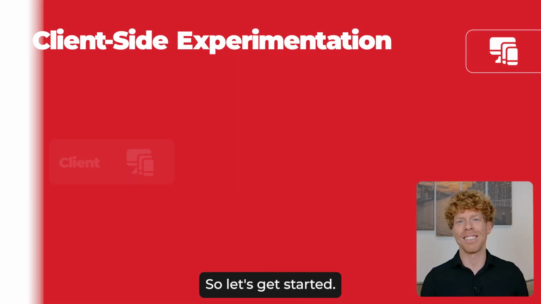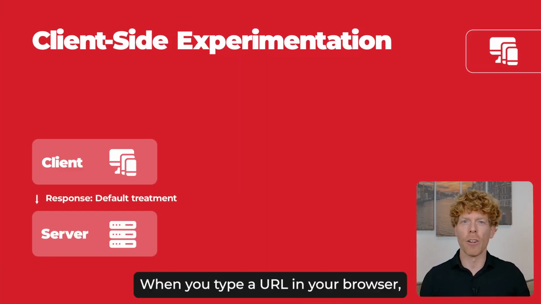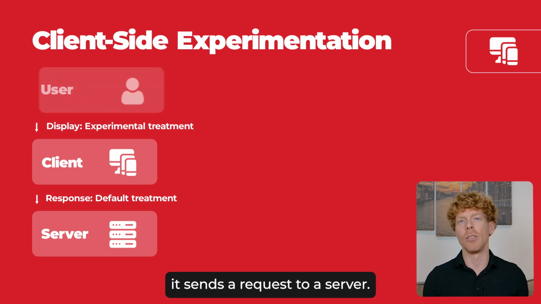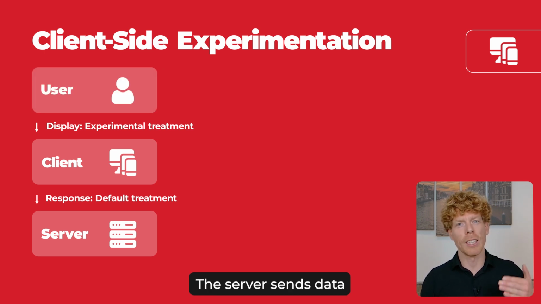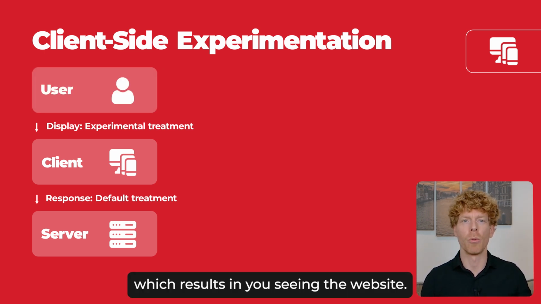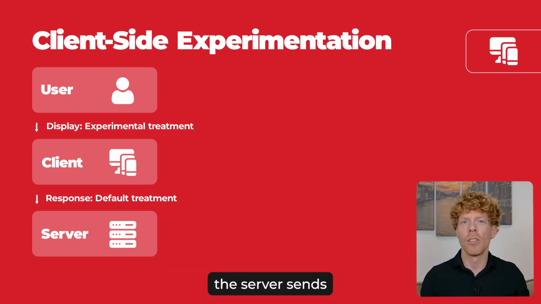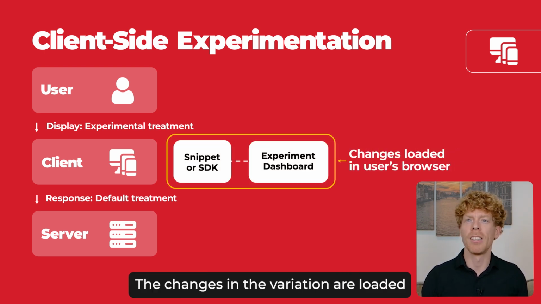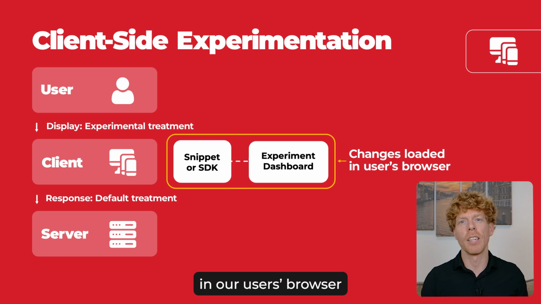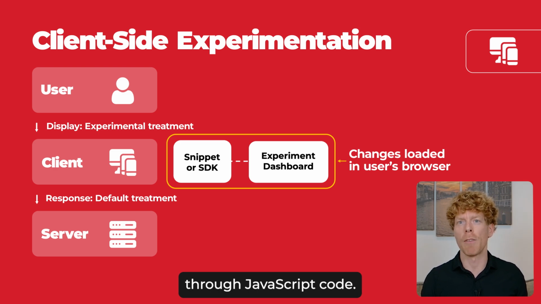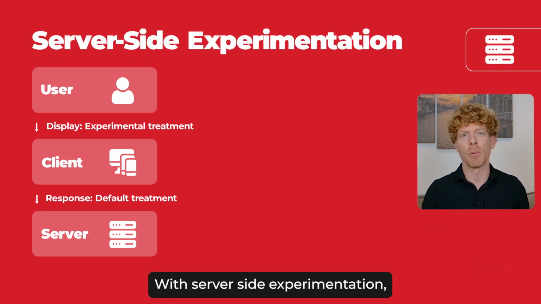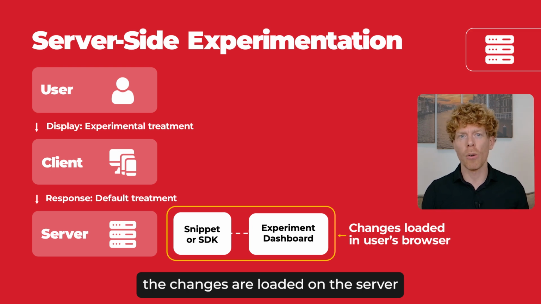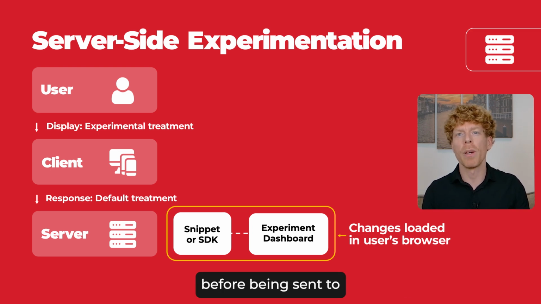So let's get started. When you type a URL in your browser, it sends a request to a server. The server sends data back to your browser, which results in you seeing the website. With client-side experimentation, the server sends the web page to the user as it usually would. The changes in the variation are loaded in your user's browser through JavaScript code. With server-side experimentation, the changes are loaded on the server before being sent to your visitor's browser.